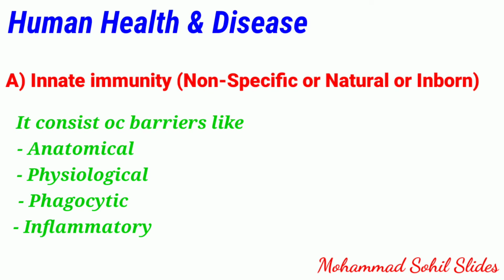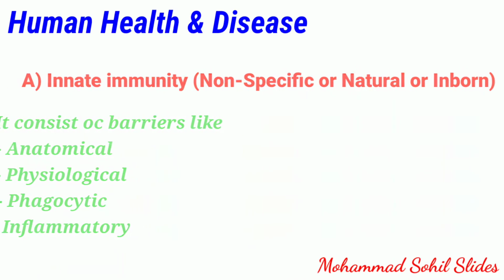Innate immunity consists of following barriers. Now coming to the barriers of innate immunity. So there are four types of barriers in innate immunity. First, anatomical barriers. Second, physiological barrier. Third, phagocytic barrier. And fourth is inflammatory barriers. Let's see one by one.